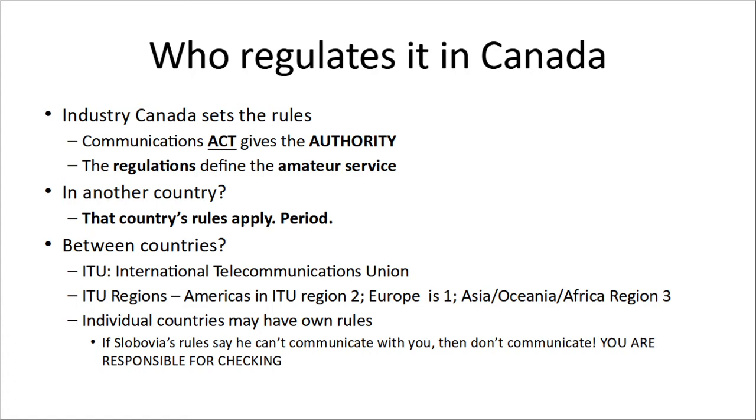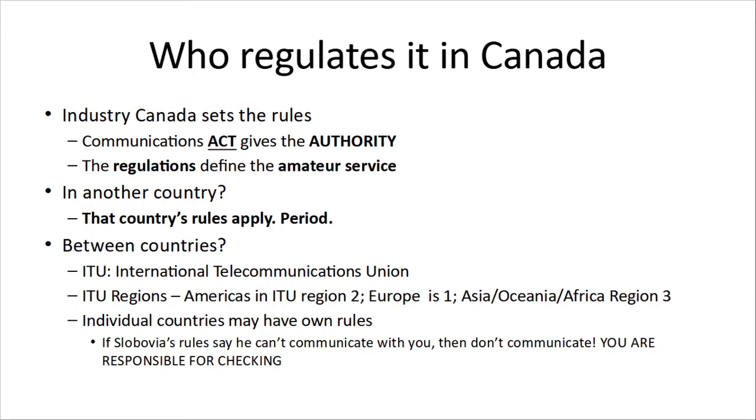Now, ITU is divided into regions. Europe is region one because international standards come out of Europe, so of course they're region one. And then North America wants next in line, or all the Americas actually. So we're in ITU region two, and the rest of the world, Asia, Oceania, Africa, are in region three.